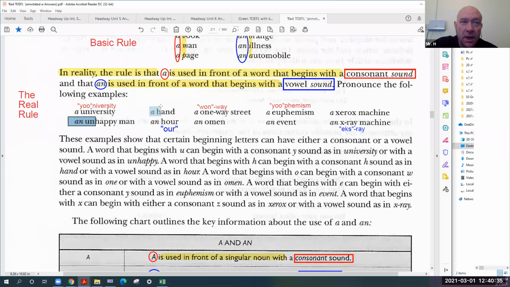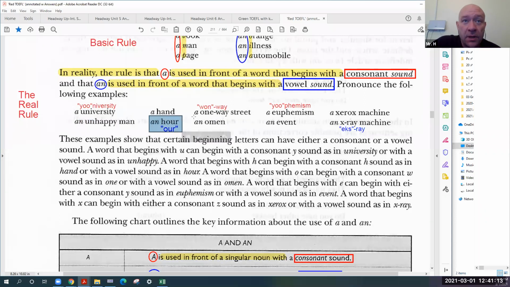All right, Mohana, how about the next one? What is this? A normal hand, right? But what about this one? An hour. Why do we say an hour? What's the reason? Because the sound is O. This is a vowel sound, right? Now, is H a vowel, gentlemen? No, but the sound, guys, this is the key. It is a vowel sound.